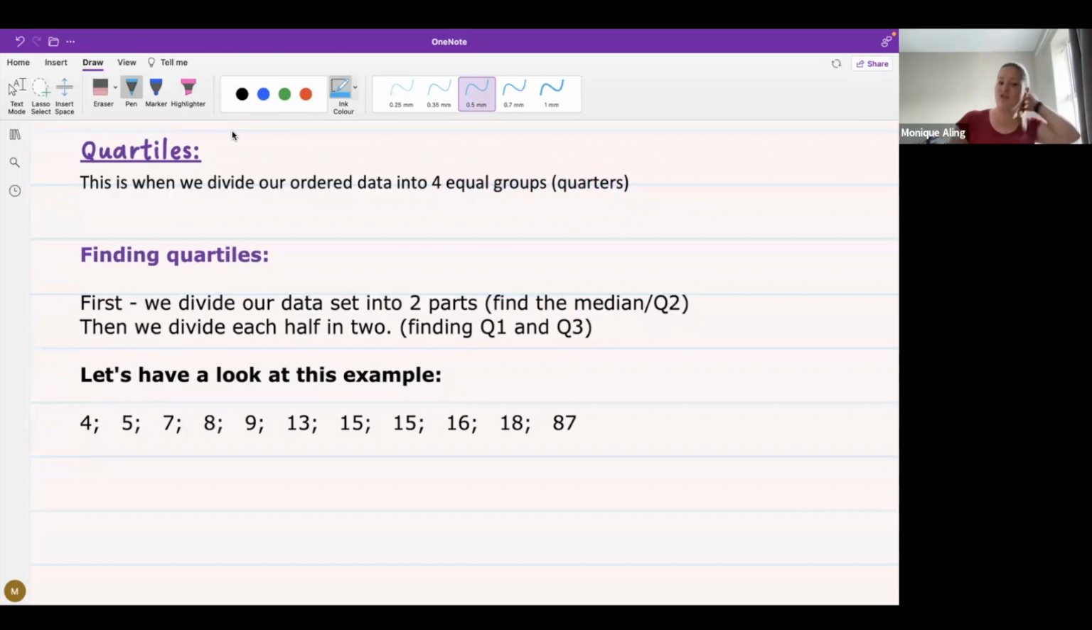Okay, so let's have a look at an example. Now, I've put all the data in order, so it's an ordered data set, so it's fine. We have 1, 2, 3, 4, 5, 6, 7, 8, 9, 10, 11 numbers. Okay, so first thing is we find our median. Okay, so our median is going to be 13. The median is also known as quartile 2.